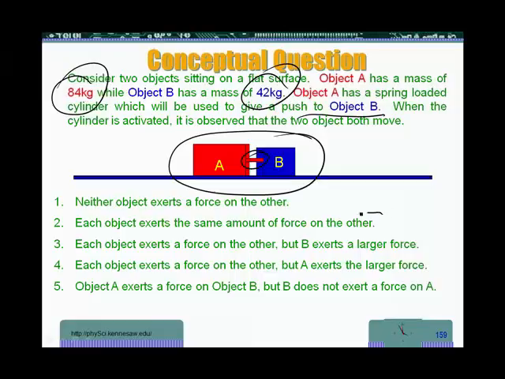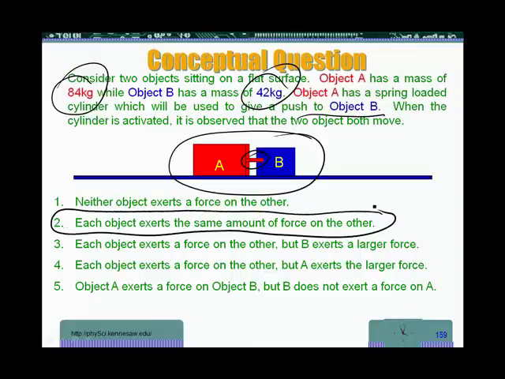And you know that the answer should be this. And that's again Newton's third law of motion. If A is going to exert a force on B, B is going to react with an equal force and opposite in direction. The mass is not going to matter. The forces are going to be equal.